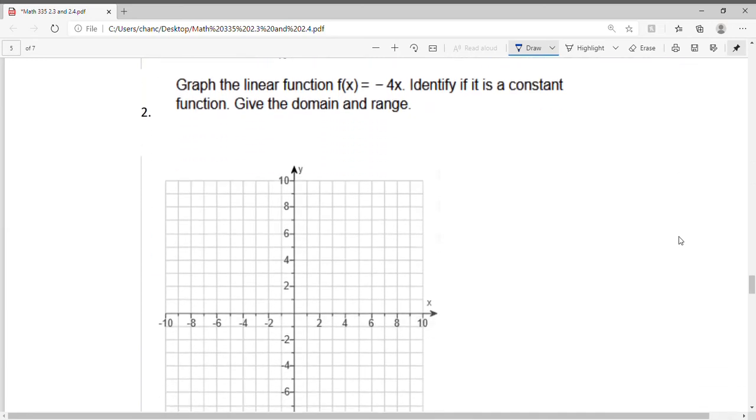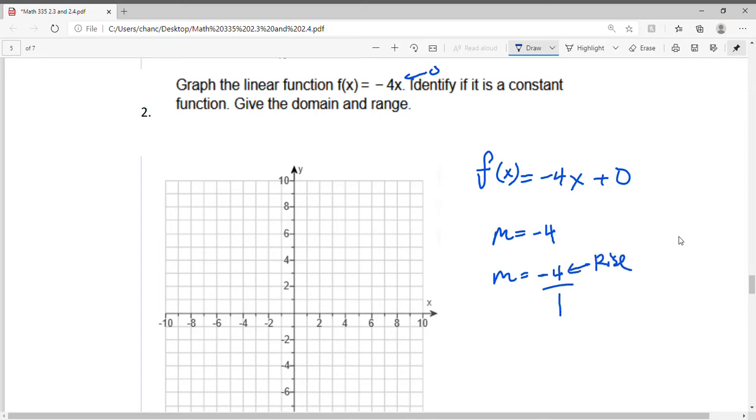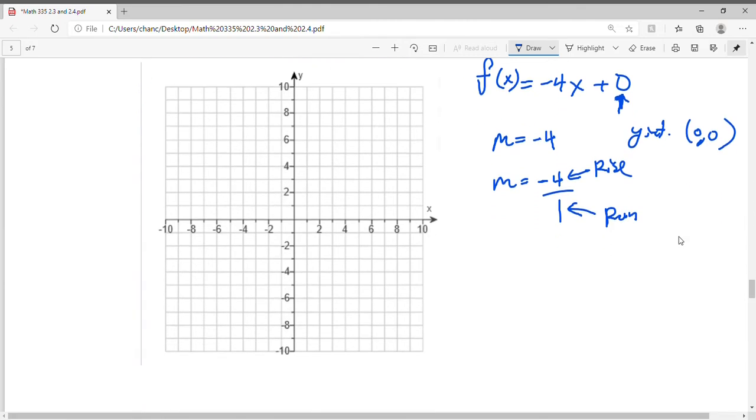Question 2. Again, we're going to graph using the slope. F of x is equal to -4x plus 0. There is an invisible plus 0 at the back here. So we know m equals -4. Or I could rewrite it as -4/1. So this is my rise, and the 1 is the run. Now this 0, it was invisible, but we put it there to remind us the y-intercept is at (0, 0). That's the origin.